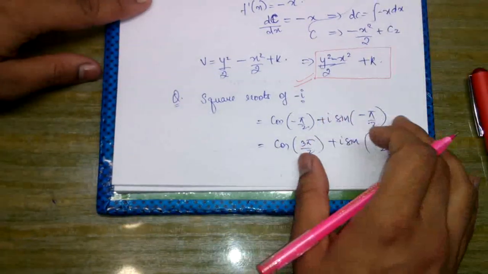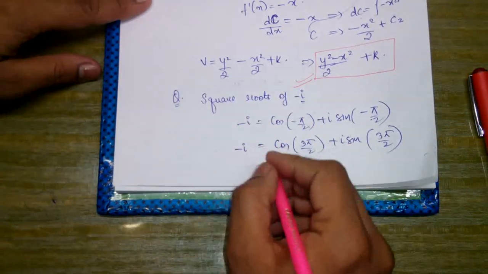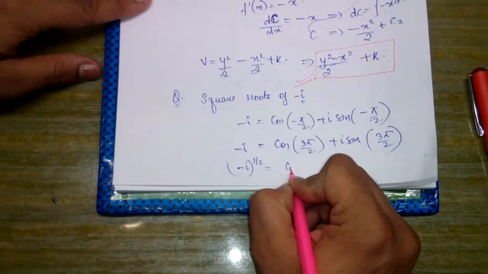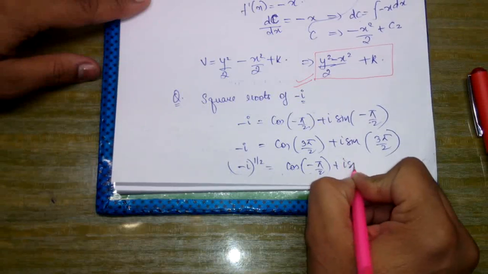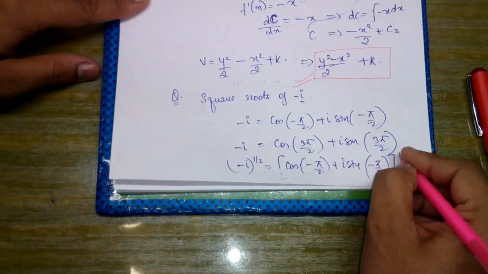Now for the square root, this is simply minus i, and we have to take the square root, so we will write minus i to the power of 1 by 2 will be equal to cos of minus pi by 2 plus i sine minus pi by 2, whole raised to the power of half.